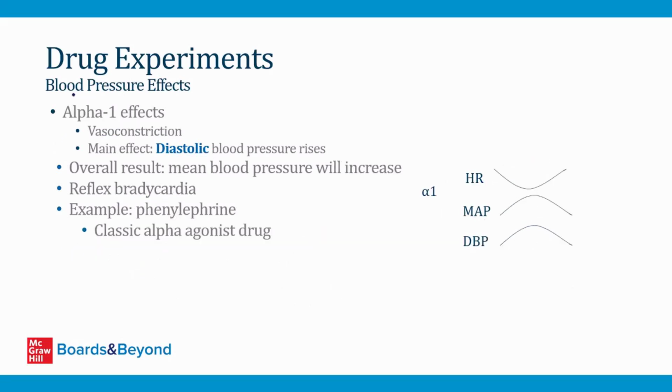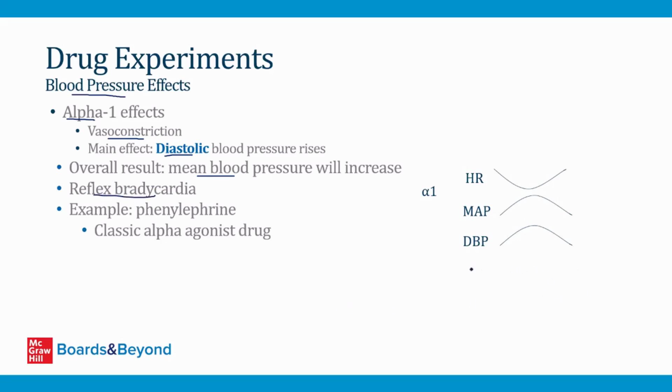And then finally, let's talk about the blood pressure effects you would see with an alpha 1 activating drug. So alpha 1 receptors are found on peripheral arterioles, and when you activate those receptors, you get vasoconstriction. What this means is the major effect of an alpha 1 activating drug is to raise the diastolic blood pressure, and that overall will raise the mean blood pressure. And then because the mean blood pressure goes up, you will get a response from the sympathetic nervous system. There will be less stimulation to the heart, and so therefore you will get reflex bradycardia.